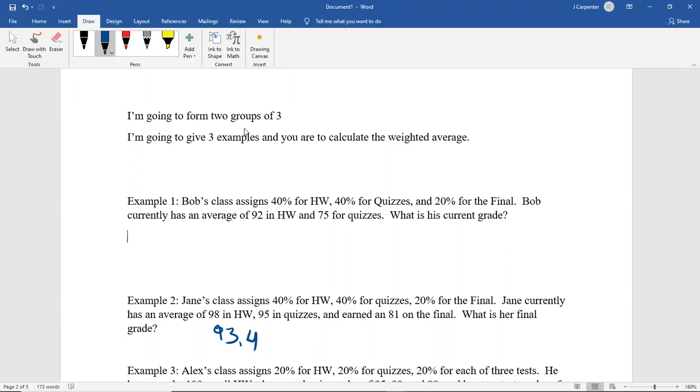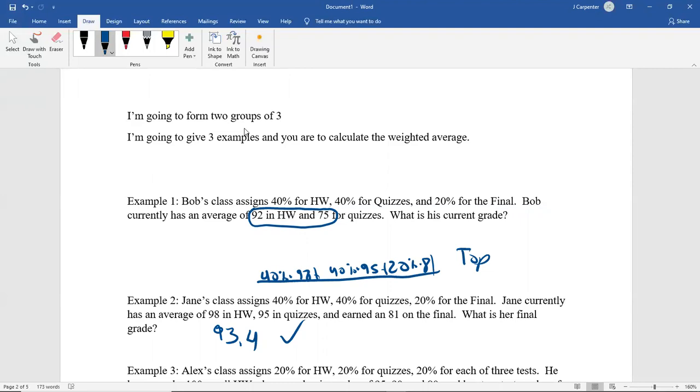So I heard 93.4 for example 2, and that was correct. I don't know if I did the steps right though. I just multiplied the 40% into the 98, and then did the same for the quizzes, and then added it together. Is that the proper way to do it? Yeah, so what you just described for the top was to take the 40% times the 98 plus the 40% times the 95 plus the 20% times the 81. Now that's just the top part though. There is still a bottom.